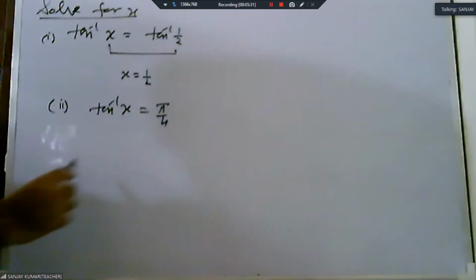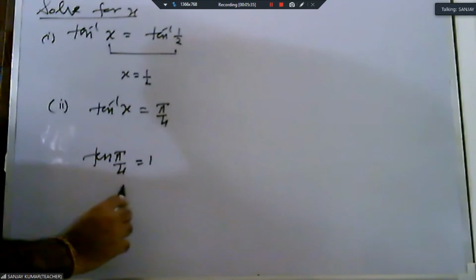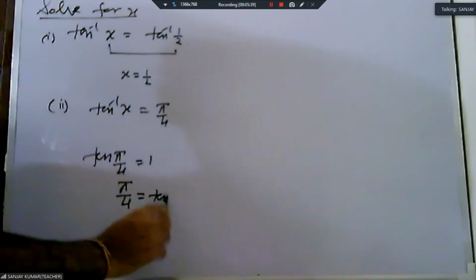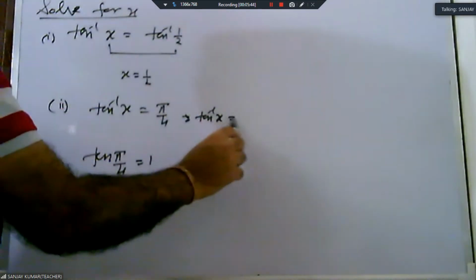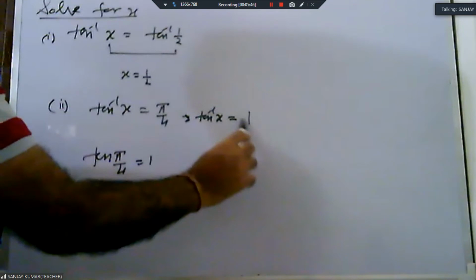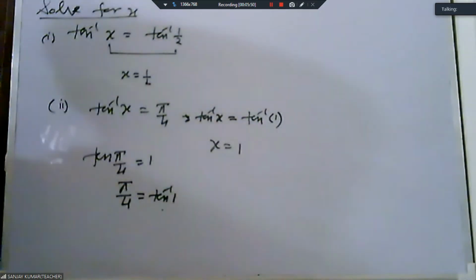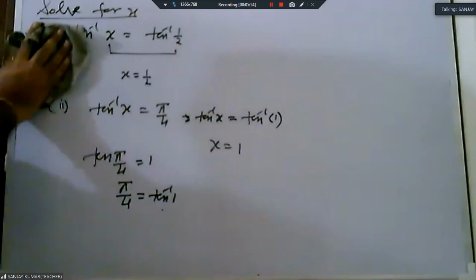Then it's very simple. Tan pi by 4 is what? Tan pi by 4 is 1. The meaning of pi by 4 is tan inverse 1. So this pi by 4 we can replace with tan inverse of 1. Then what is the value of x? That is 1.